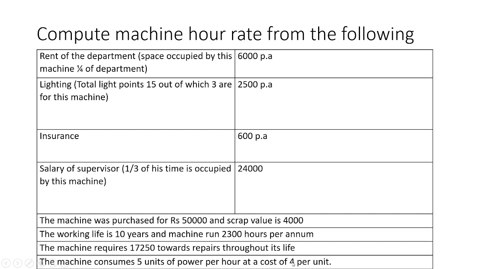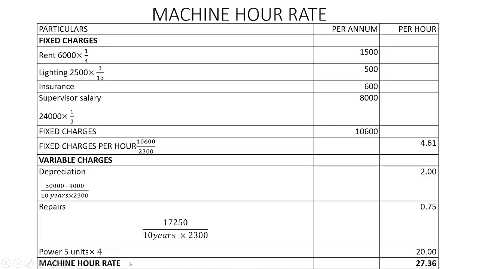The next we have the information that machine consumes 5 units of power per hour at a cost of 4 per unit. So for 1 unit it is 4 rupees, and we are consuming 5 units. So power is 5 units multiplied with 4 rupees, that is 20 rupees. When we add all these items, that is fixed charges per hour 4.61 plus depreciation per hour 2, repairs per hour 0.75 and power charges per hour 20, we get 27.36.